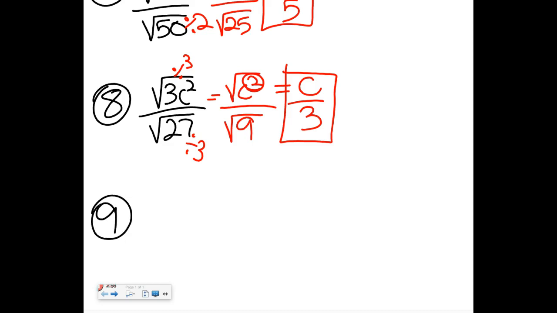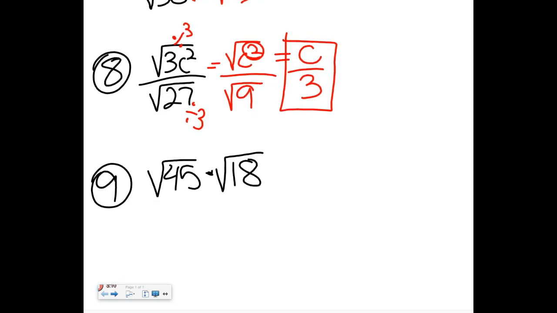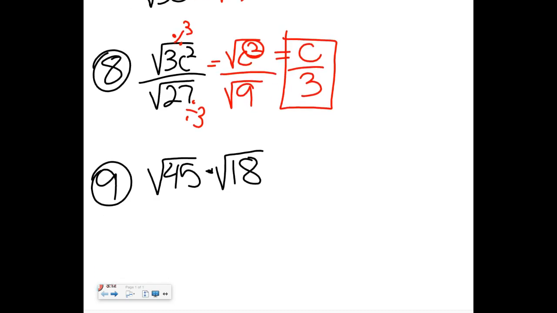The next one I want everyone to look at is number 9. Now number 9, instead of dividing, we have multiplication. So we have the square root of 45 times the square root of 18. There's a couple ways we could do this one. We could start simplifying and making those numbers easier, or we could just multiply and then start simplifying. It's up to you. How I did this one is I multiplied them and then started simplifying.